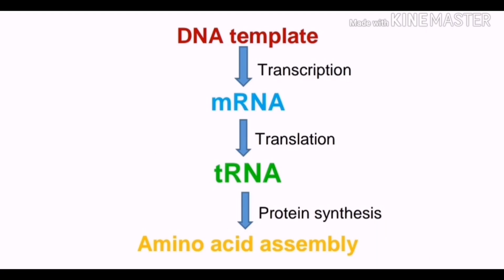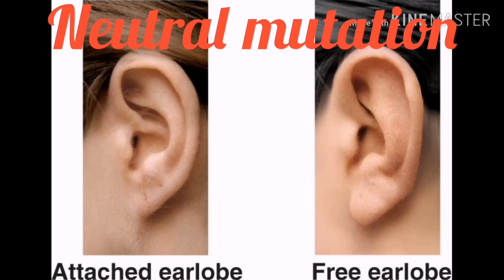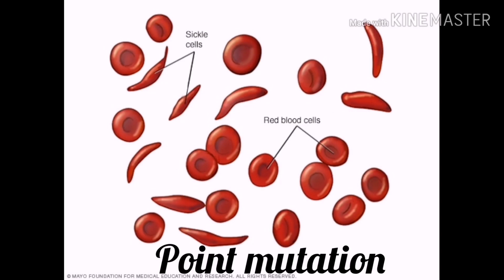So let's look at some actual examples of human mutations. A neutral mutation can be seen in people's earlobes either being attached or loose. Now, a change in DNA causes this, but it's not particularly useful or harmful. Sickle cell anemia is another example of a point mutation where one base is substituted with another. Now, this is a harmful mutation.